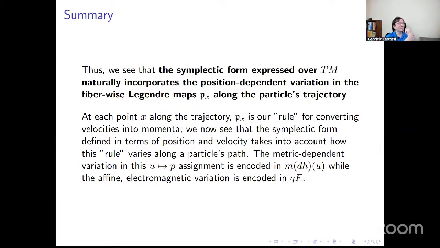Yeah. So at every point along a manifold, at every point in space, we have a rule of associating a velocity to a position. However, that rule isn't going to be the same everywhere, because the metric will vary and the electromagnetic potential will vary. How this rule varies is encoded precisely in G. G encodes the kinetic part of the Legendre transform and how that varies. Right, so in that sort of nebulous sense, yes.